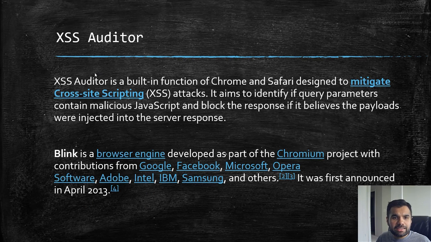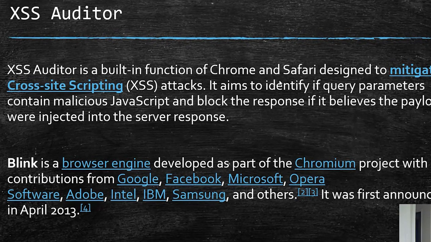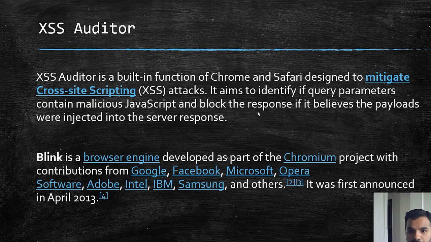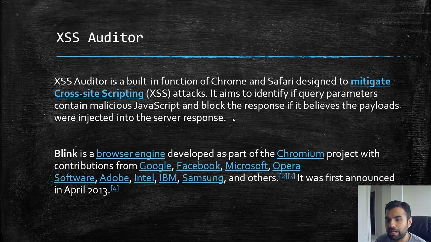So the XSS Auditor, right? We have been talking about the XSS filter, which is from IE, specifically for the IE browser. Now XSS Auditor is a built-in function of Chrome and Safari designed to mitigate cross-site scripting attacks. It aims to identify if query parameters contain malicious JavaScript and block the response if it believes the payloads were injected into the server response. So it does the exact same thing that the IE filter used to do.